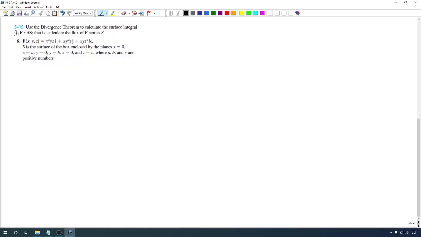Moving on to problem 6 from this section. So here we have another vector field, and we're wanting to integrate this over the surface where we have a box enclosed by the planes x equals 0, x equals a, y equals 0, y equals b, z equals 0, and z equals c. So they don't give us what those numbers are. It turns out we don't really need to know them to work this out, though they will be in our final answer. We draw a picture of this.